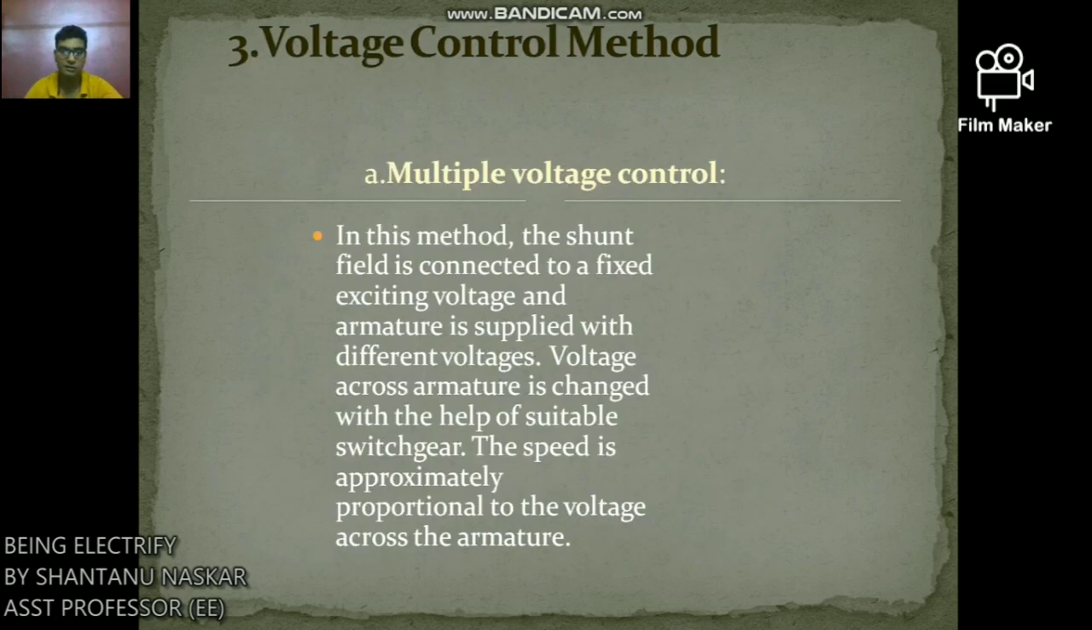Now voltage control of the motor. It is very easy. In this method, the shunt field is connected to a fixed exciting voltage and the armature is supplied with different voltages. The voltage across the armature is changed with the help of suitable switchgear. The speed is approximately proportional to the voltage across the armature.